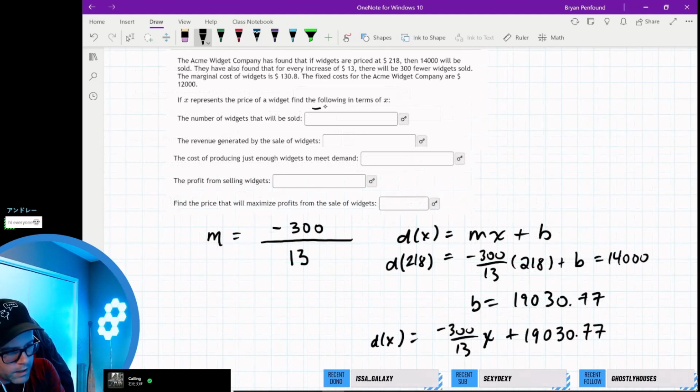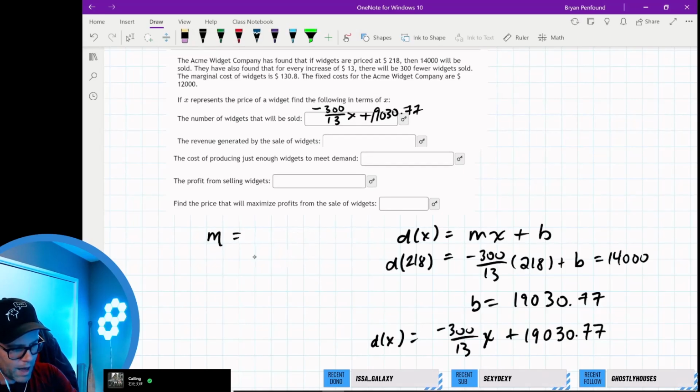So I do think that this negative 300 over 13x plus 19,030.77, I do think that's going to work here. I am happy with that.